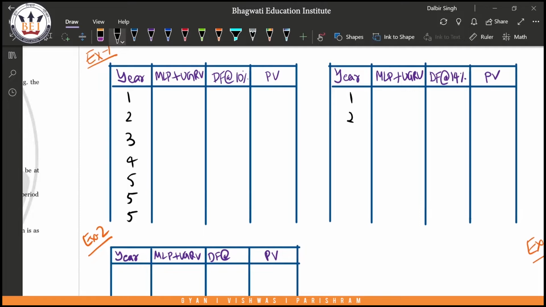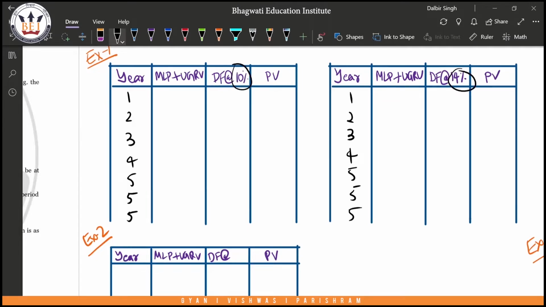Now when you find the interest rate implicit in the lease, you are doing IRR, and in FM you would have learned what IRR is. How do you find IRR? The same way we have to find the interest rate. So we are taking two rates, 10% and 14%. You can take any percent, 15%, 16%, 17%. Take any two rates and then find the IRR.